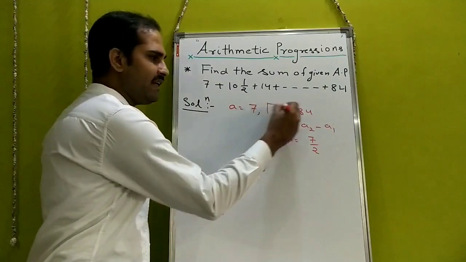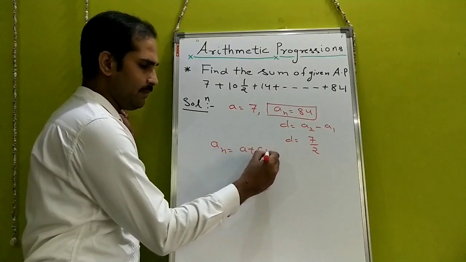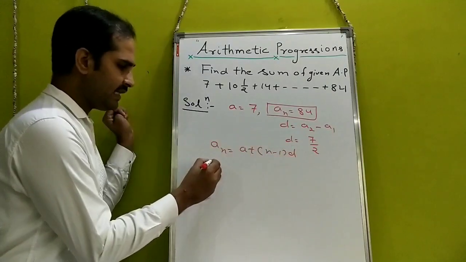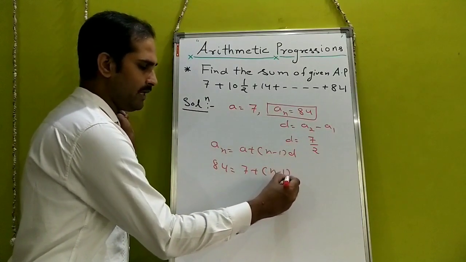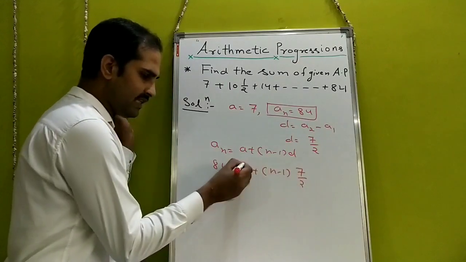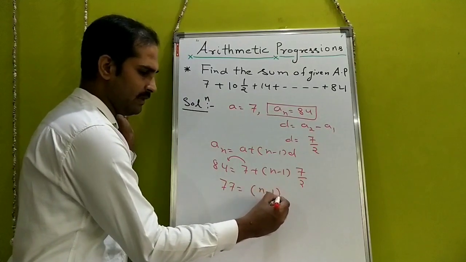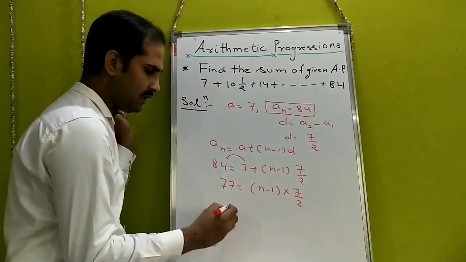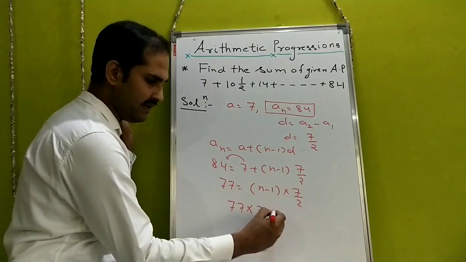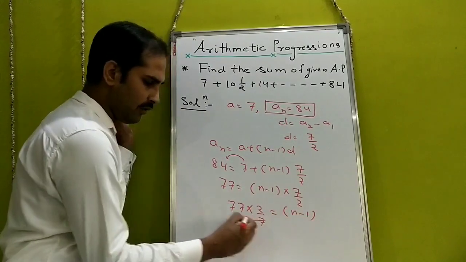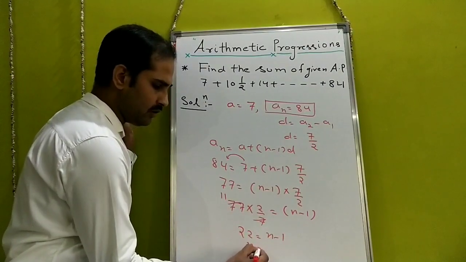So an is given. So first use the expression for the nth term. So an is equal to a plus n minus 1 into d. Now an is 84. So 84 is equal to a, which is 7, plus n minus 1, and the value of d is 7 by 2. Now the plus 7 comes to this side, 84 minus 7, that is 77, is equal to n minus 1 multiplied by 7 by 2. Now 77 into 2 by 7. Now 7 by 2 comes to this side and becomes 2 by 7, is equal to n minus 1. Now cancel out, 22 is equal to n minus 1. So n is equal to 23.